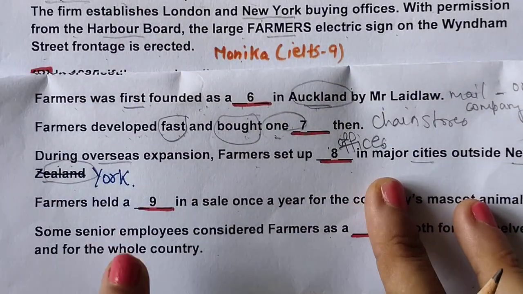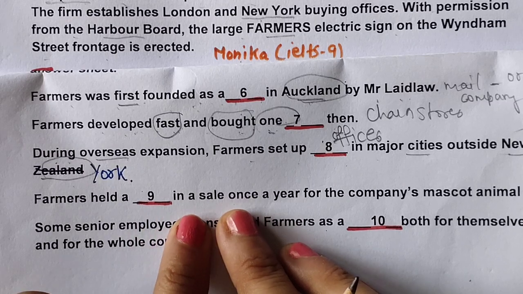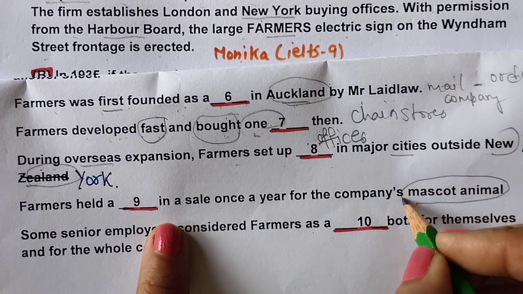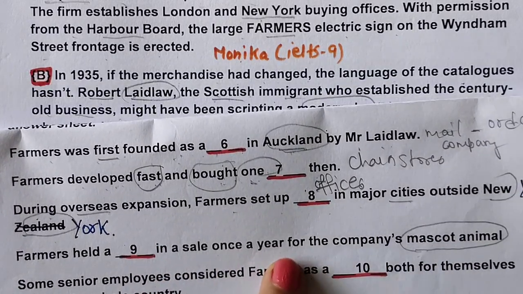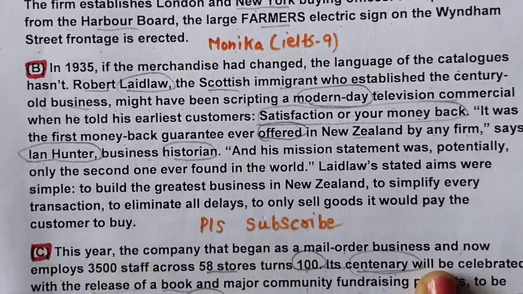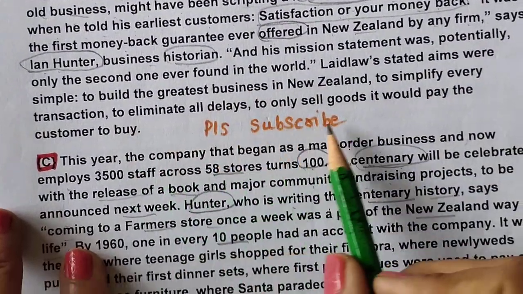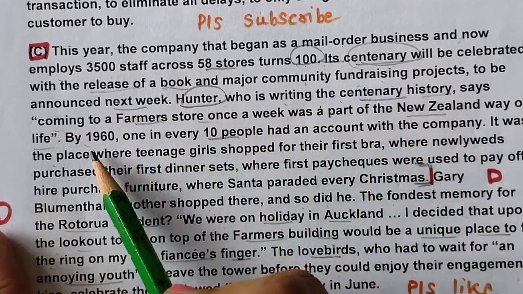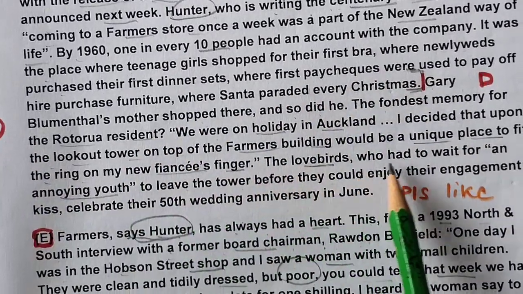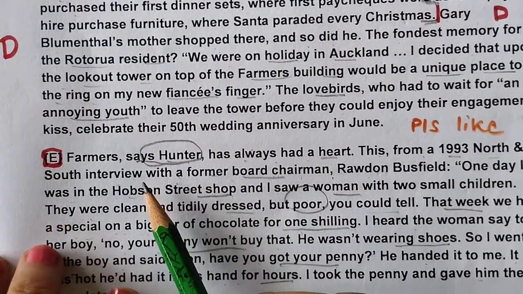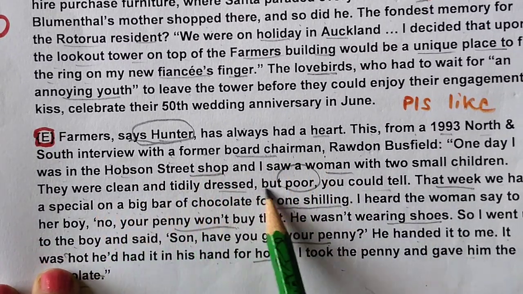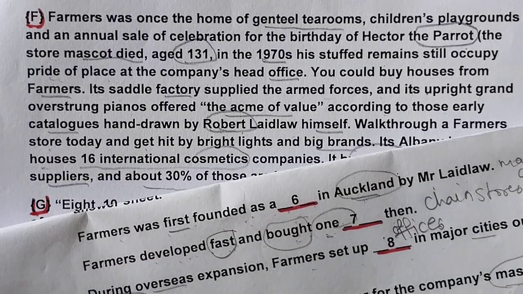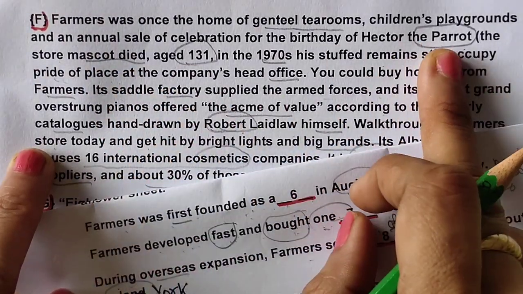Now coming to the next, ninth. Farmers held a dash in a sale once a year for the company's mascot animal. So that animal name we have read in some paragraph. Let's find it. Mascot animal I am looking for, because somewhere I have read animal, hunter, teenage girls, farmers, next paragraph, F paragraph. So here we can see this mascot died, parrot means animal.